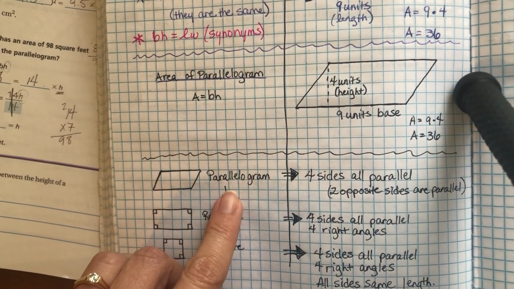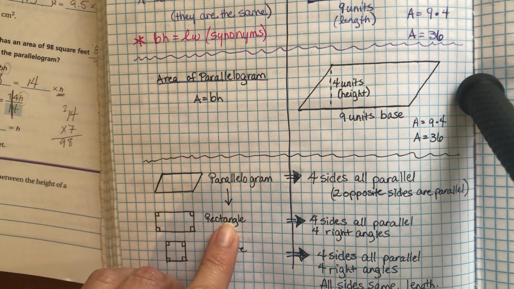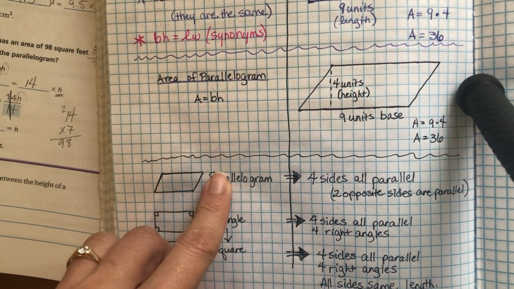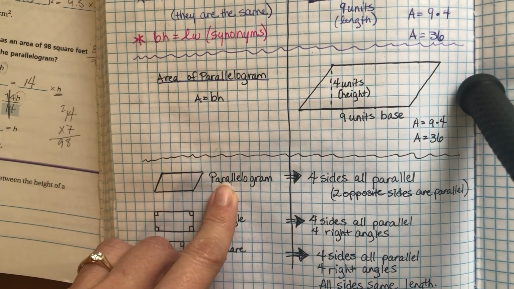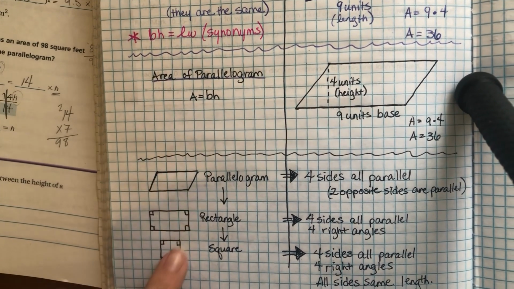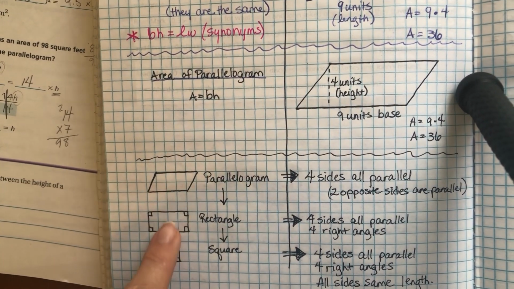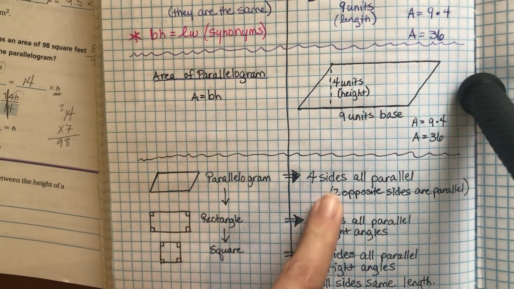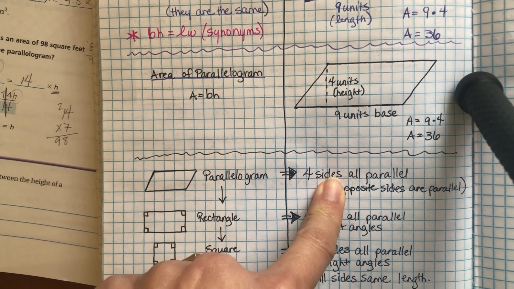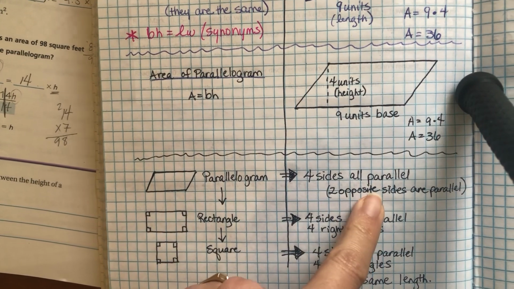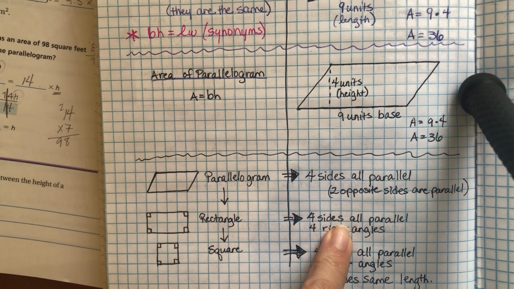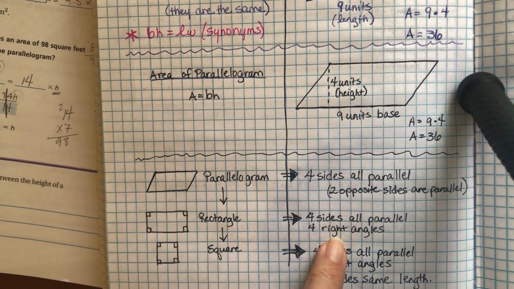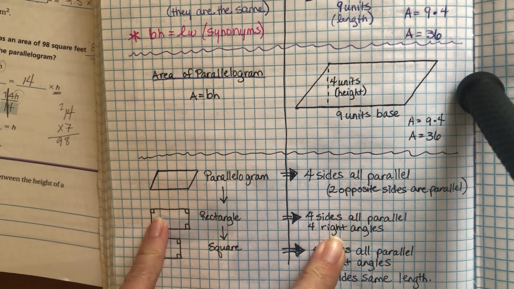Rectangles are a subset of parallelograms. Squares are a subset of rectangles and parallelograms. All of these figures are parallelograms. These are just special ones. So a parallelogram, the 2 opposite sides are parallel. With a rectangle, all 4 sides are parallel and there's 4 right angles.